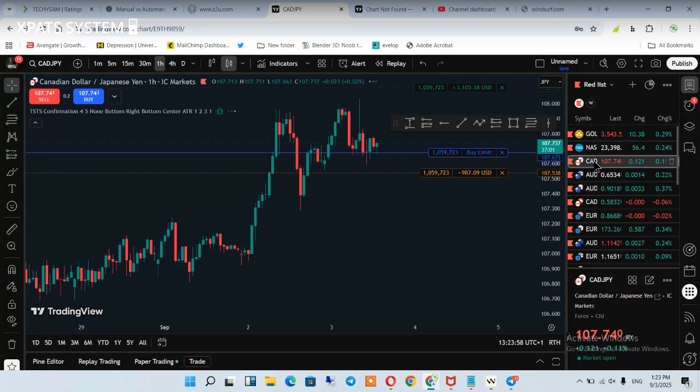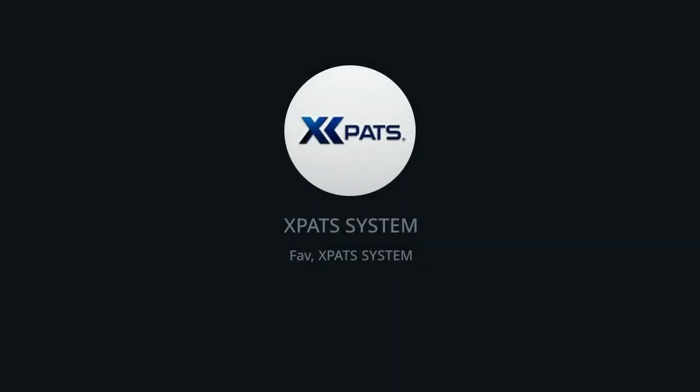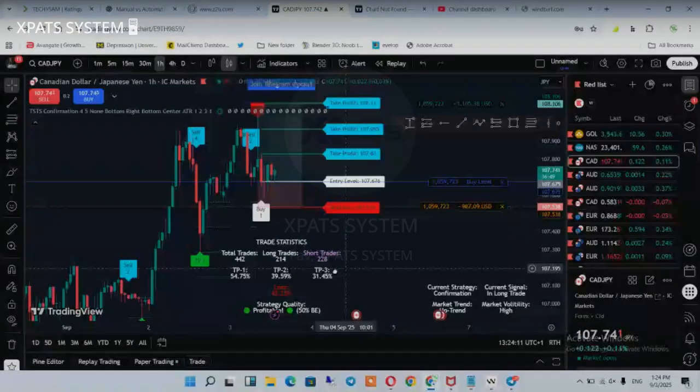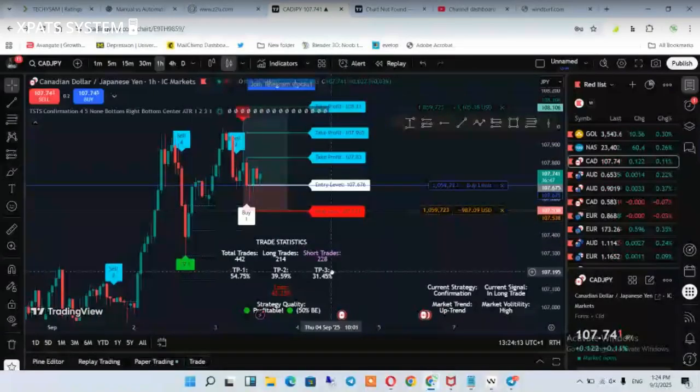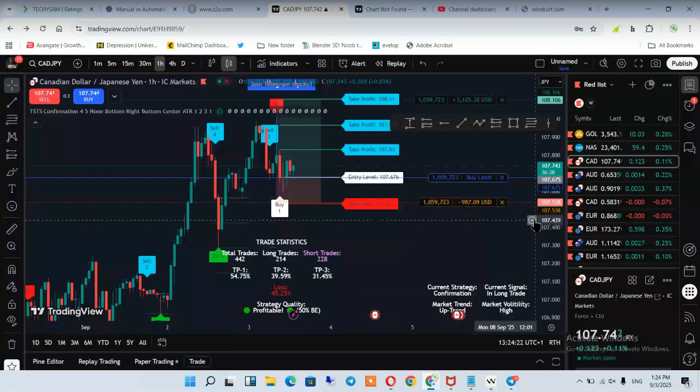IC Markets. Okay, I think we already checked this. Oh, our buy limit has not triggered, and the market is running in our favor yet. Well, we are not going to panic in. We're just going to wait till our trades get triggered in. Either we get triggered or get left out.